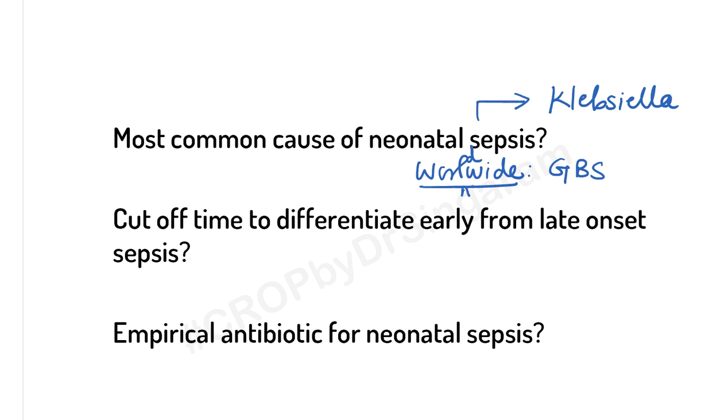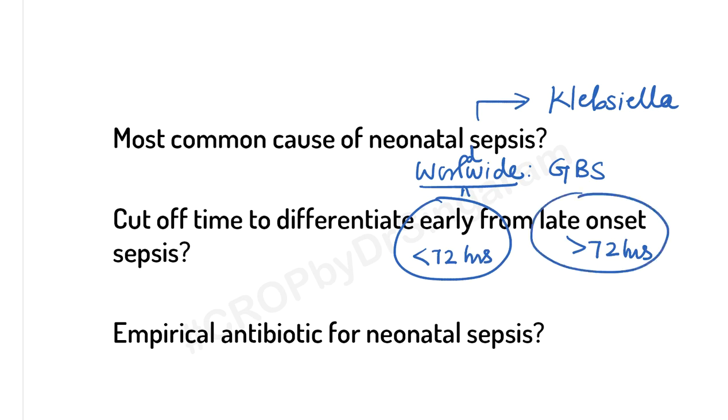Right. Now, what is the cutoff time to differentiate early from late onset sepsis? Remember, less than 72 hours from birth, if there is infection, it is called early. After 72 hours, it is called late onset sepsis. Basically, remember, in early onset sepsis, the infection should have been acquired from the maternal tract or maternal genitalia. So the source of infection in early onset sepsis is maternal, whereas in late onset sepsis, it is acquired probably from outside. What is that outside? It means the hospital. That's called nosocomial infection. So, most likely late onset sepsis is something which is acquired from the hospital setup, or nosocomial infections.